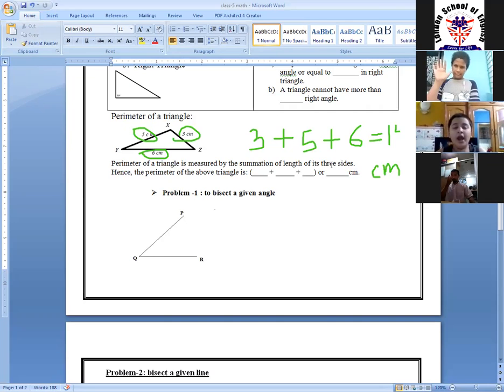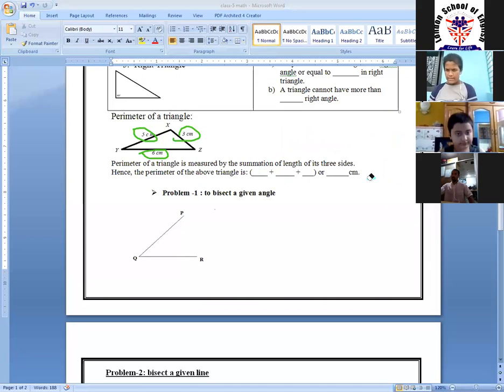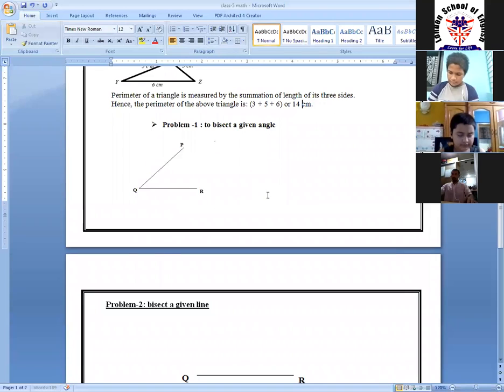Yes. Okay, if you just add the length of the three sides, then you will get the perimeter. So perimeter is the total length of the three sides. So the triangle is, look here, we'll give 3, and here we'll give 5, and here we'll give 6 centimeters. So total, how many centimeter? 14 centimeter. So this is the answer. Okay, I think you have understood, right?